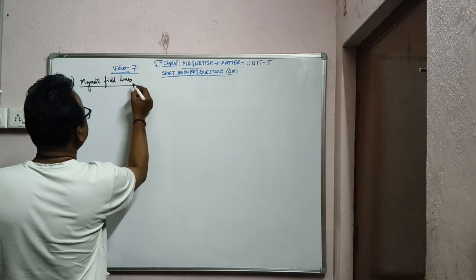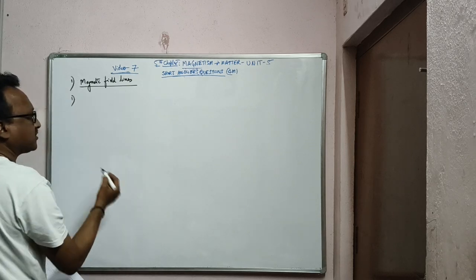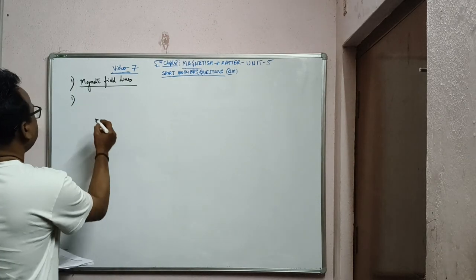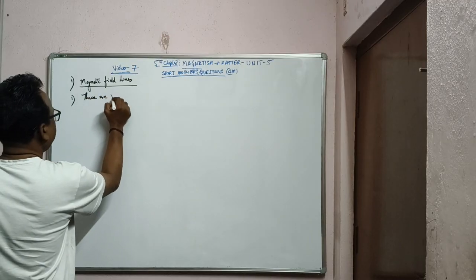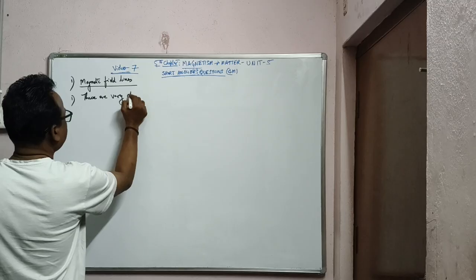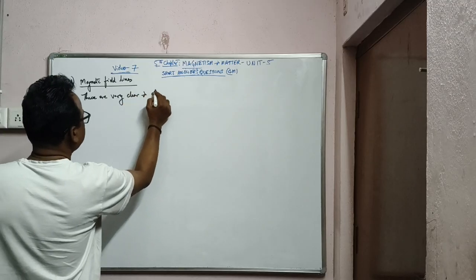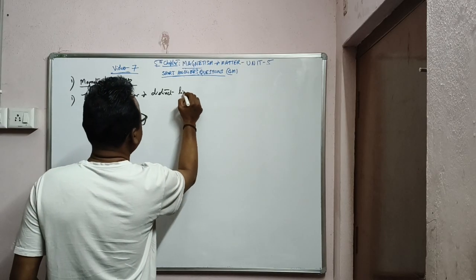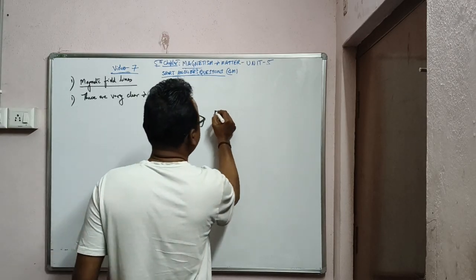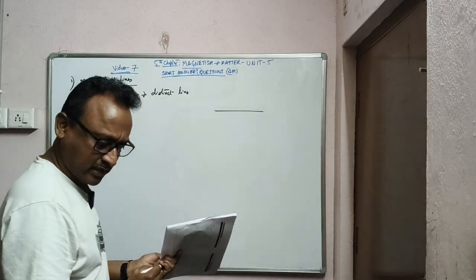So what do you want to do? Write the properties of magnetic field lines. You can start off with the first one. These are very clear and distinct lines. Okay, I will draw the figure also for you with the different things.